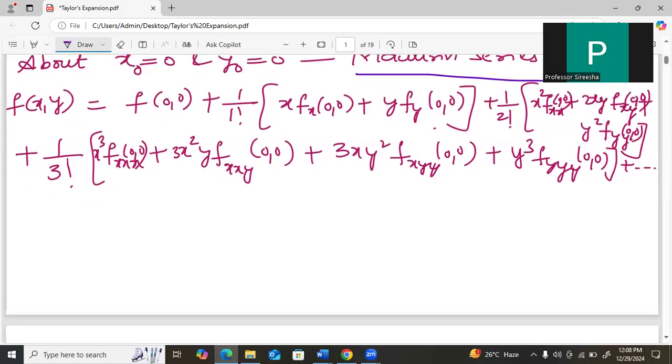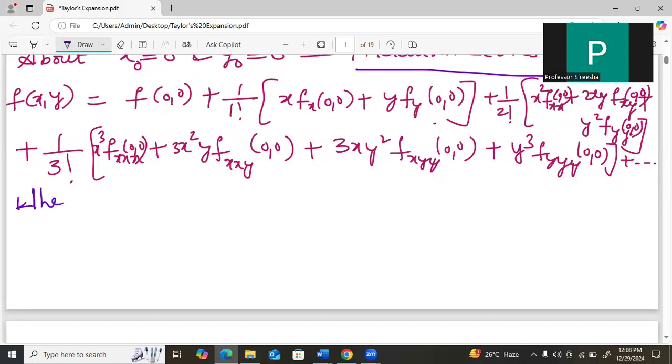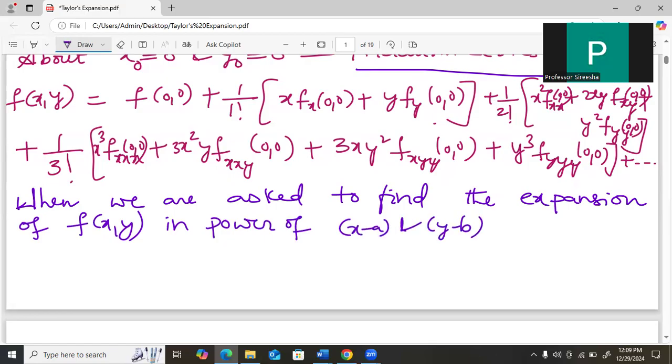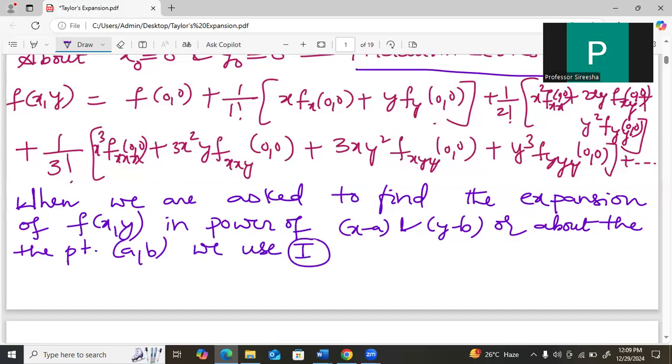I'll just make a mention of one small thing, that is when we are asked in the question to find the expansion of f of x comma y in powers of x minus a and y minus b, or about the point (a, b), what I will do, I will use the first formula. We use 1.